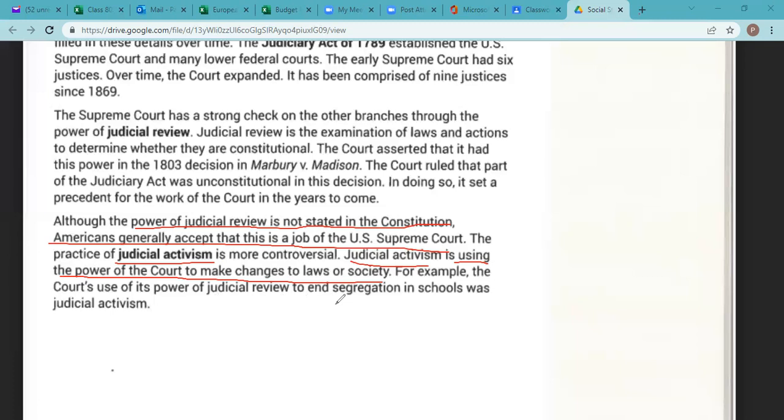Also, there have been some other landmark cases. So not just segregation. Also, when it comes to abortion, that was decided by the Supreme Court justices. Again, it all comes down to who and what judges are on that Supreme Court. What are their beliefs?